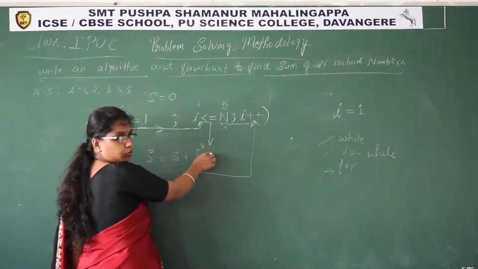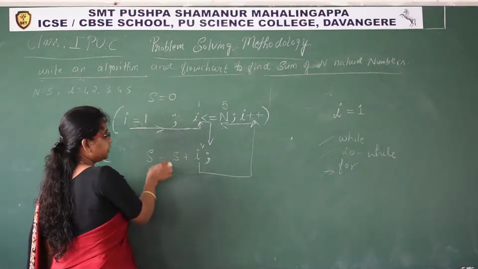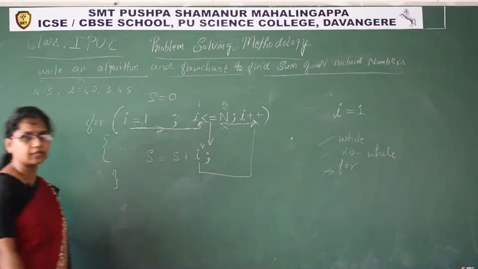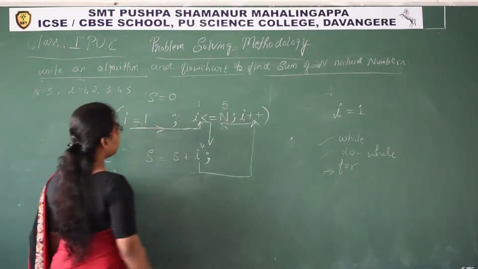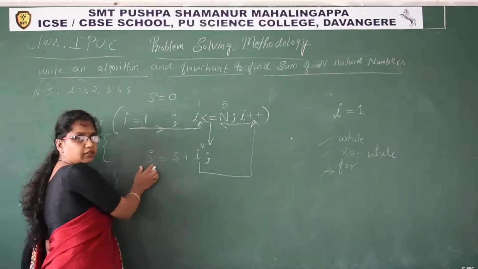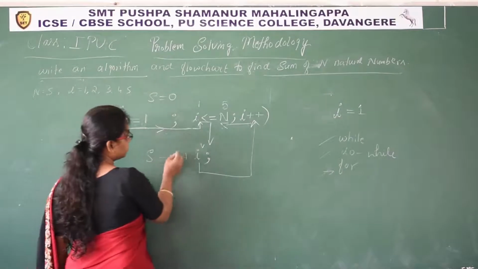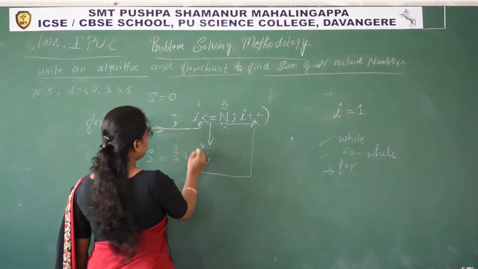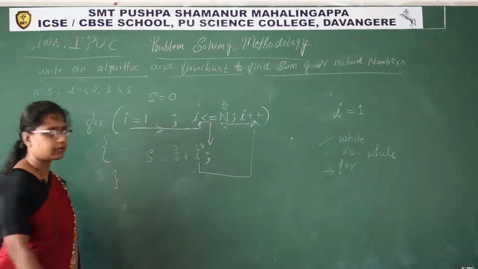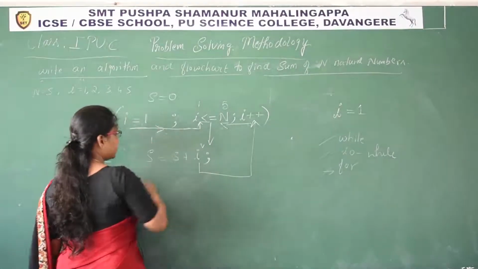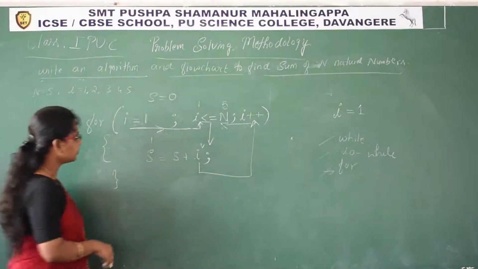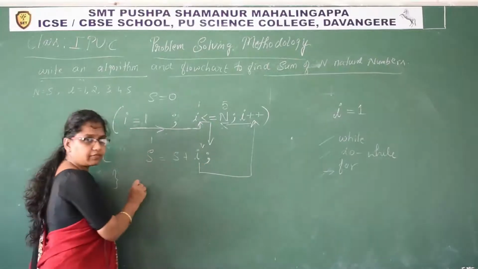Now it enters the loop. What is the statement here? s is equal to s plus i. You should not substitute the value of s on the left-hand side. It acts as a container. You should substitute only on the right-hand side. 0 plus 1, the value is 1. That 1 is stored in s. Only one statement is there within the loop.